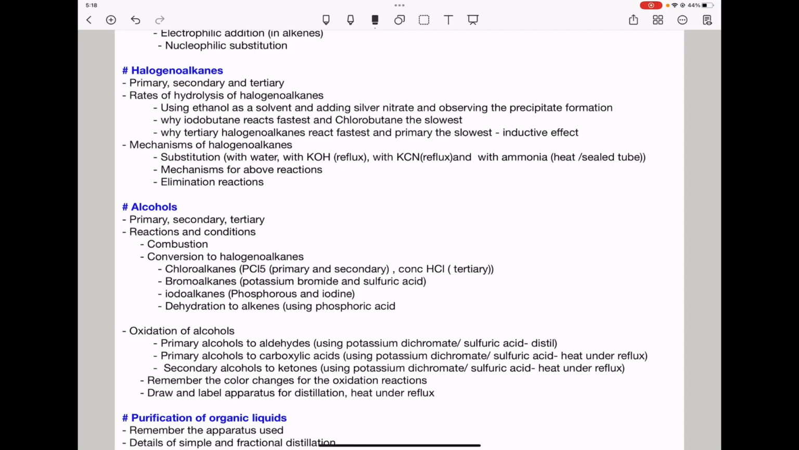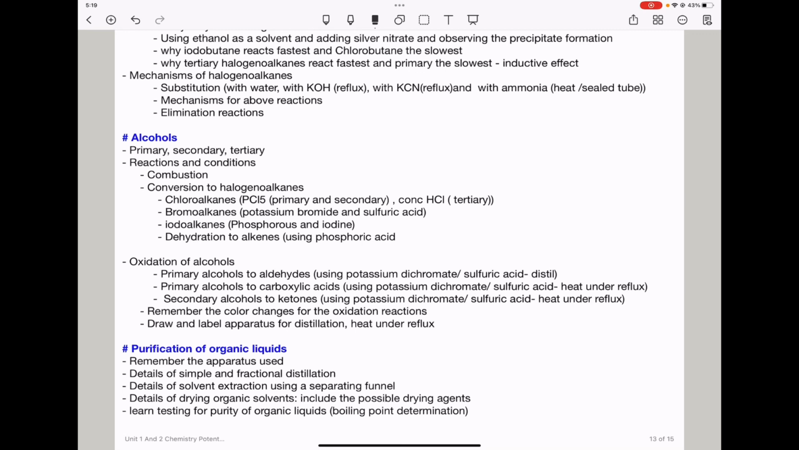And for bromoalkanes, you can react with a mixture of potassium bromide and sulfuric acid. This is going to produce HBr, which is basically the reactant. For iodoalkanes, use phosphorus in the presence of iodine. And for alcohols, you need to remember about dehydration to alkenes using phosphoric acid.